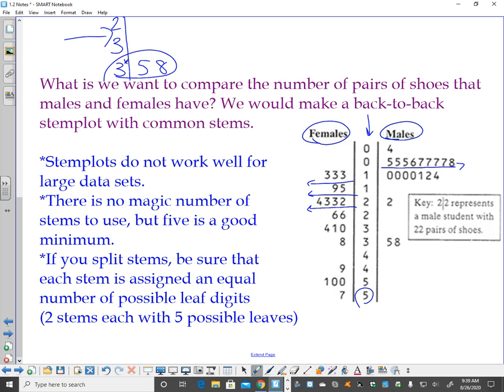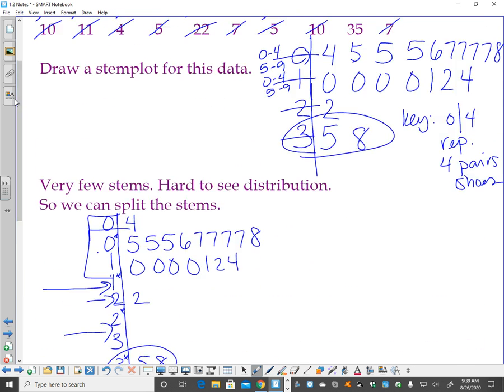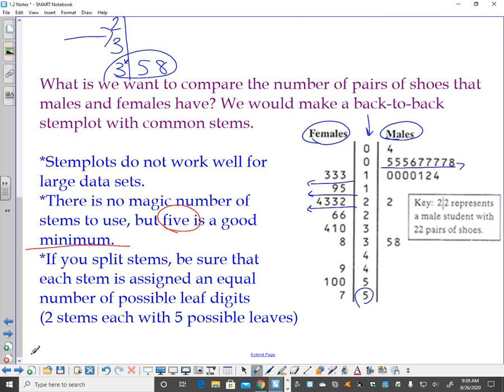Stem plots do not work well for large sets of data because every single piece of data is going to get a leaf. There's no magic number for the number of stems to use, but 5 is a good minimum. So when I look at the guy's data, if I look at the original one, that was only 4 stems. So odds are I'm probably going to want to split that. If you split the stems, be sure that each stem is assigned an equal number of possible leaf digits. So you're going to have 2 stems with 5 possible leaves. So you're going to have 0 to 4 on the first stem and 5 to 9 on the second stem.